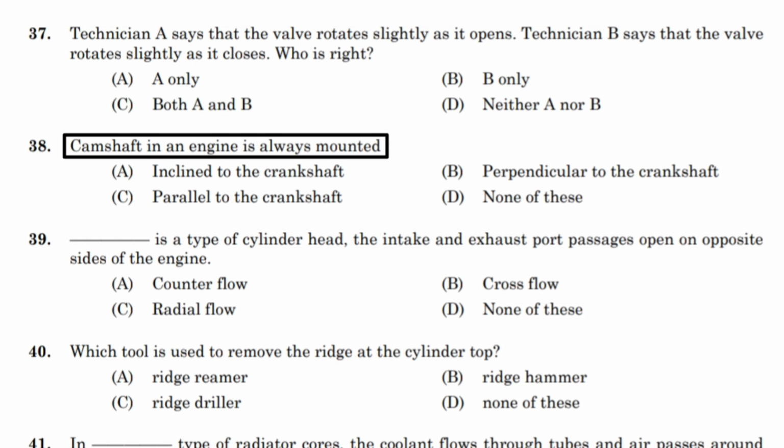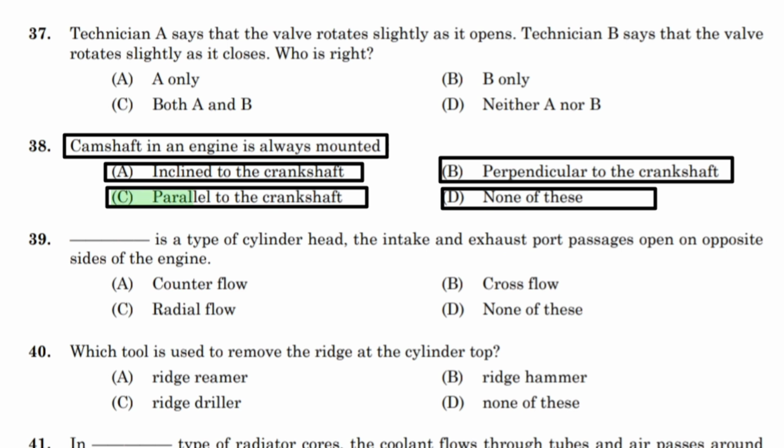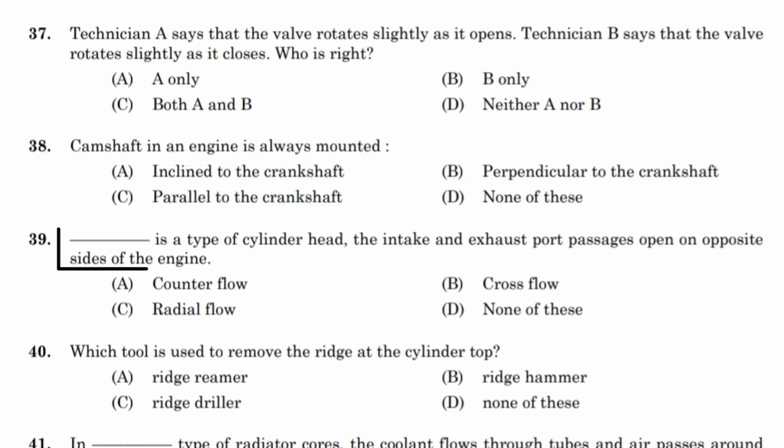38. Camshaft in an engine is always mounted A. Inclined to the crankshaft, B. Perpendicular to the crankshaft, C. Parallel to the crankshaft, D. None of these. Answer C. Parallel to the crankshaft.